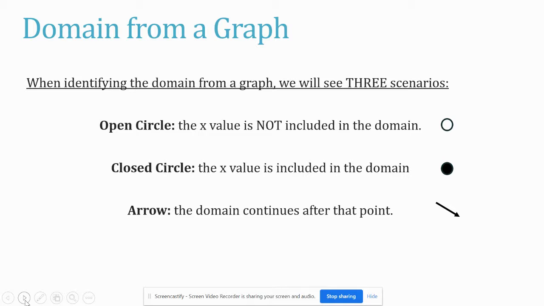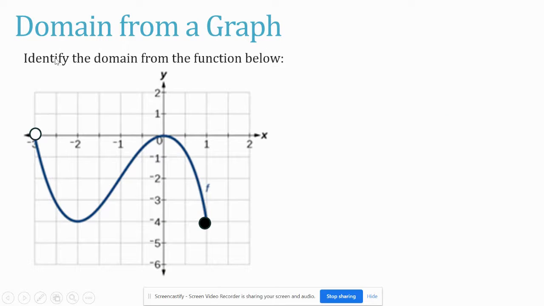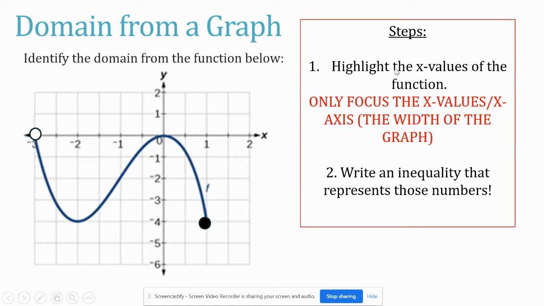Okay, so let's take a look at some examples so you get an idea of what this is going to look like. Okay, so here we're given this graph. It's kind of like this squiggly line. We have an open circle and a closed circle, and we want to identify the domain from this function. So the first thing we're going to do is highlight the x values of this function. So we're only looking at the x values. Pretend like the y values and the y-axis don't even exist. So basically, we're going to be looking at how wide this function is.